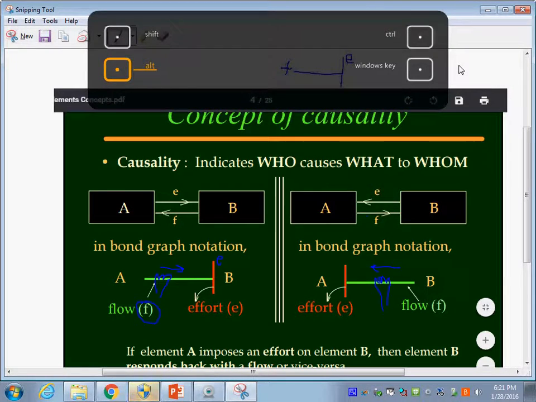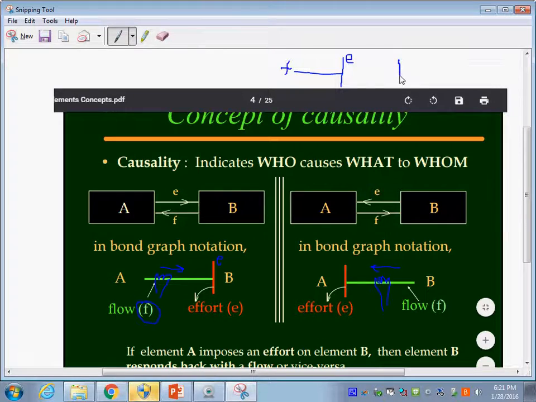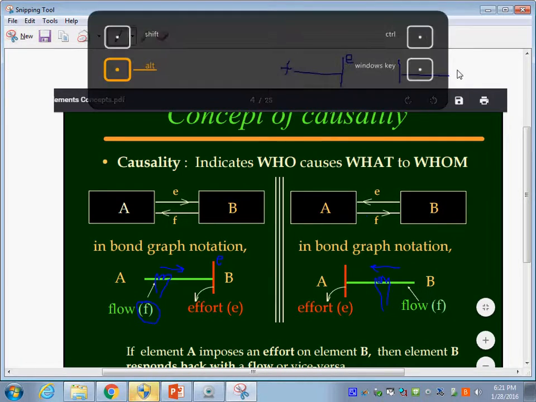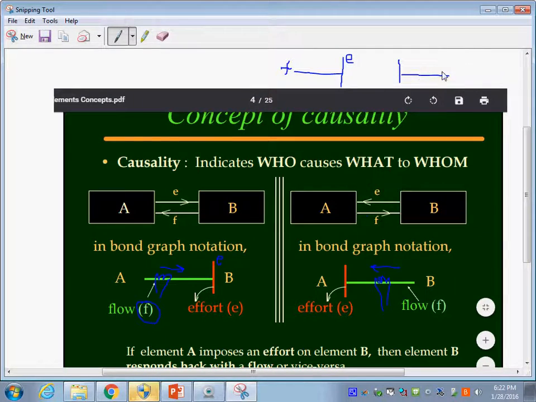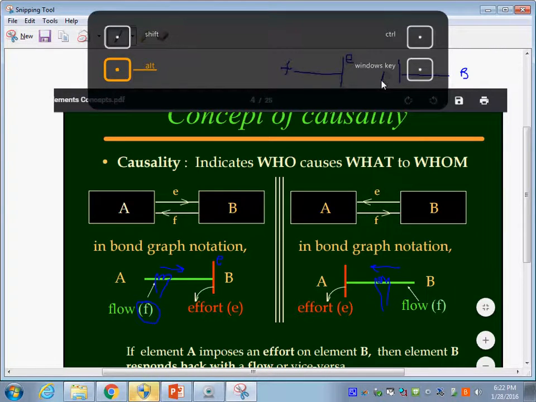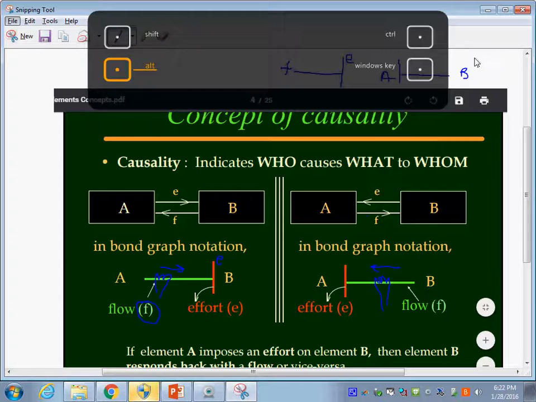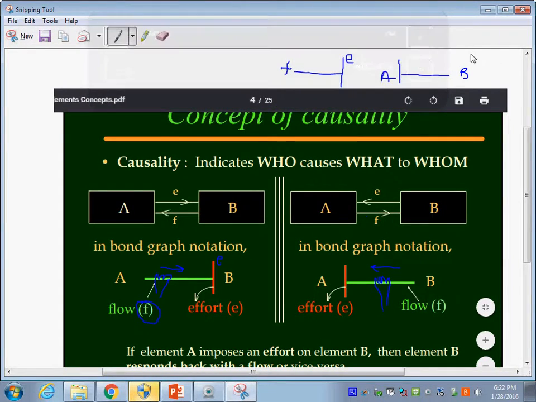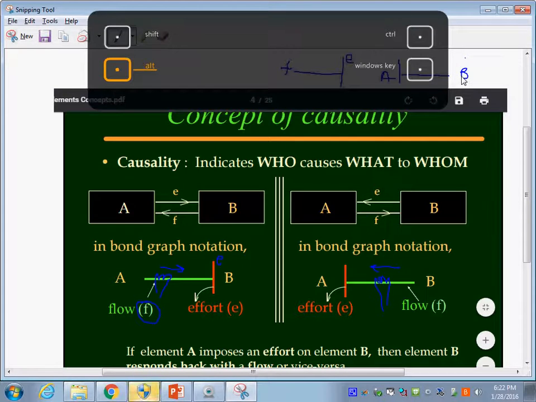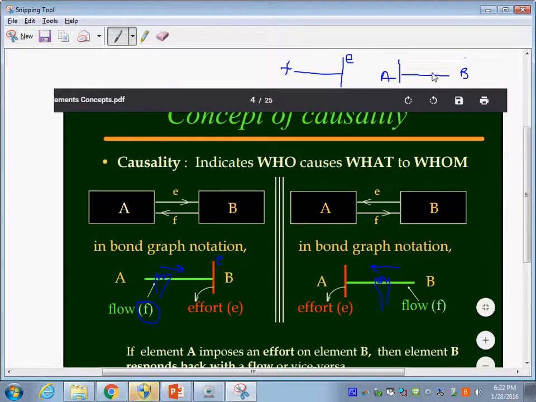If I do it the other way, like here, if I do this, this is B, and here you have A, and in here you have this. You have the bond graph model like this. All right.